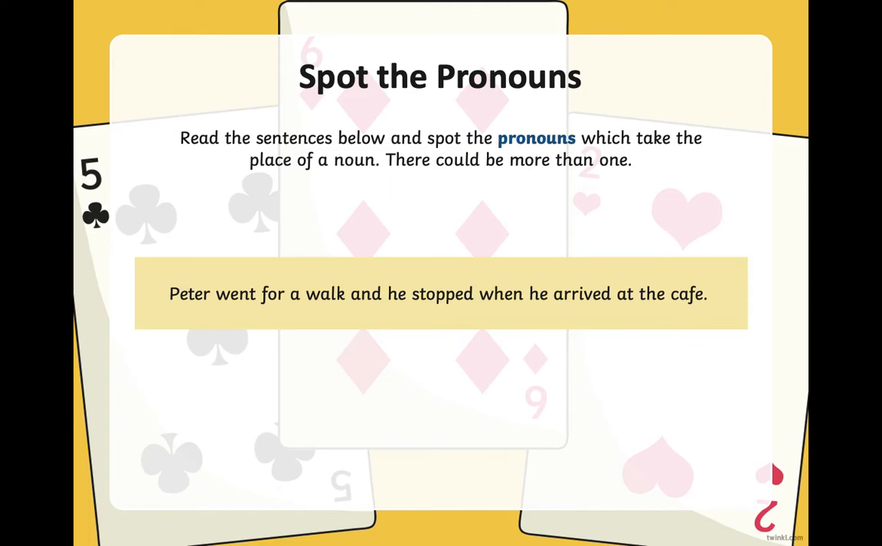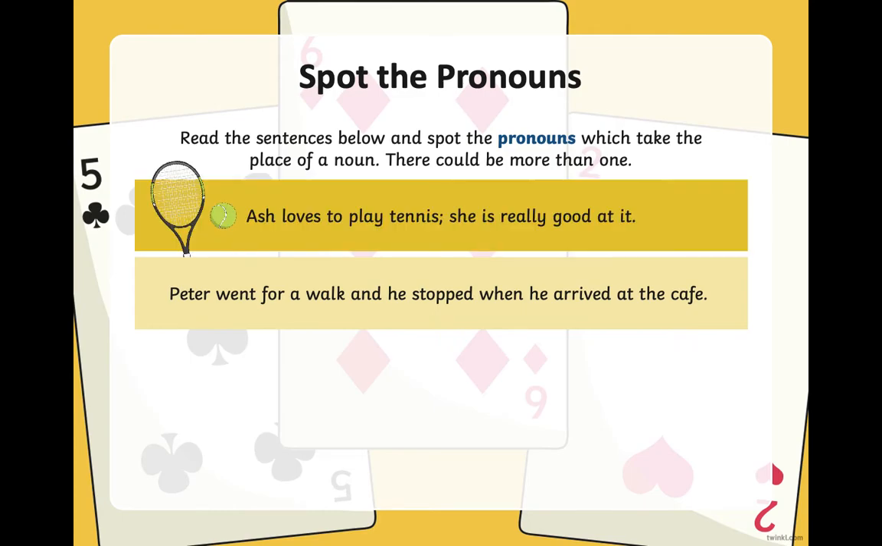Okay, so we're going to be pronoun detectives here. Read the sentence and spot the pronoun which takes the place of a noun. There might be more than one. Let's go. Peter went for a walk and he stopped when he arrived at the cafe. Okay, so spot the pronoun in that sentence. Again, there might be more than one.